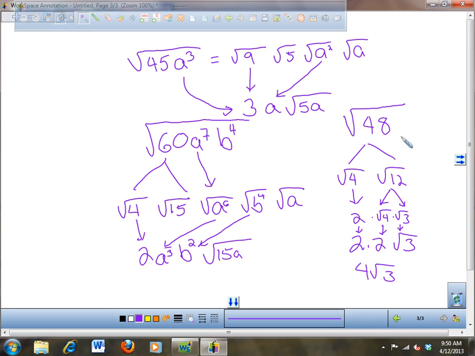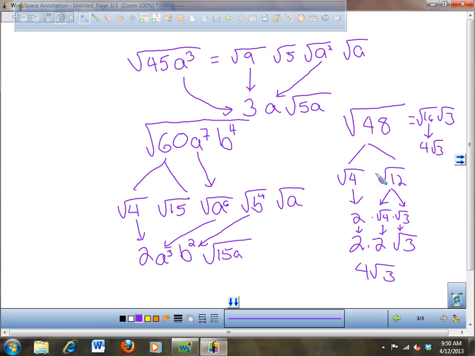Now, if you don't like all those steps, there's a bigger perfect square inside of 48. Does anyone know what that is? What's a big square number inside of 48? 16. 16 times what? 3. Okay? This can be written as the square root of 16 times 3. What's the square root of 16? 4. So I could have done this problem in only one step if I pulled out the biggest perfect square.